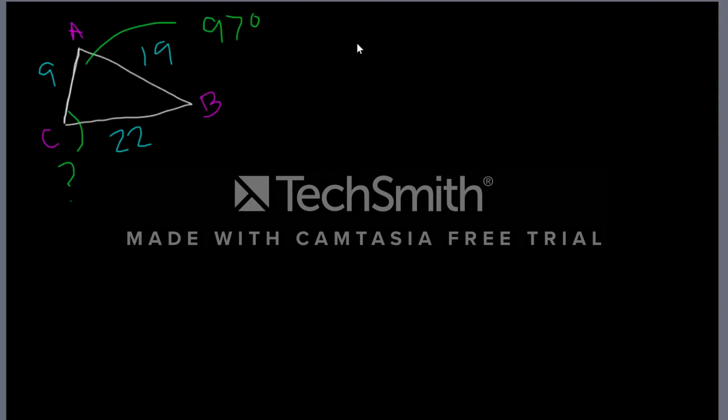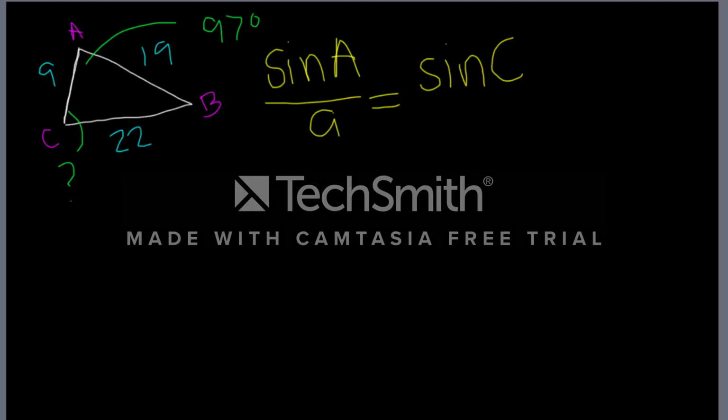Alright guys, so we have another triangle, this time three sides, one angle. So we've got, like I said, all three sides and angle A, and we're trying to find angle C. So we have at least two sides, one angle. We're going to go ahead and use the law of sines. This time because we're looking for angle C, we're going to disregard the B component of the law of sines. So we know that the sine of angle A over side A equals the sine of angle C over side C. Like I said, just getting rid of that B component.